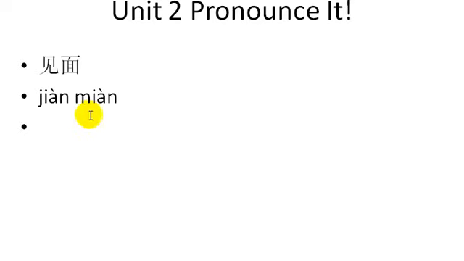And finally we have mian. So you have seen this final, ian, in tian as in liaotian for chat. You've seen it in jian to see, and you just saw it in lian to practice. And so now we just stick an M before it and we come up with mian, jian mian. Both of these are fourth tone, so let's try that. Jian mian, jian mian, jian mian. And that concludes this pronunciation lesson.